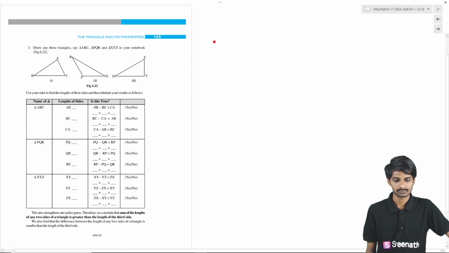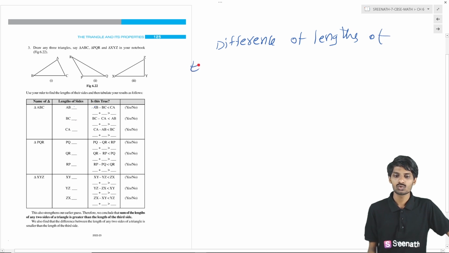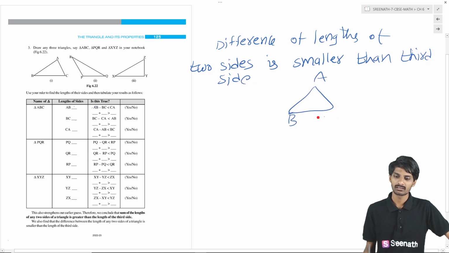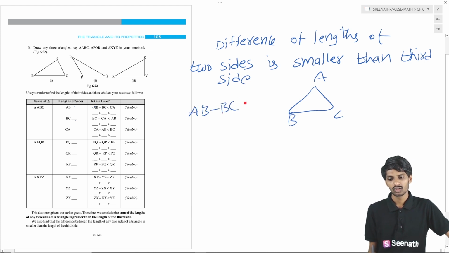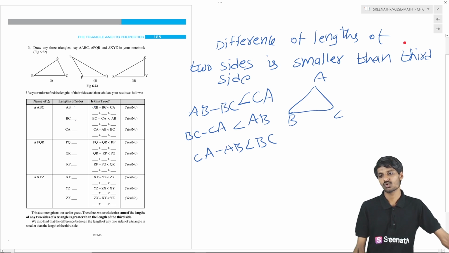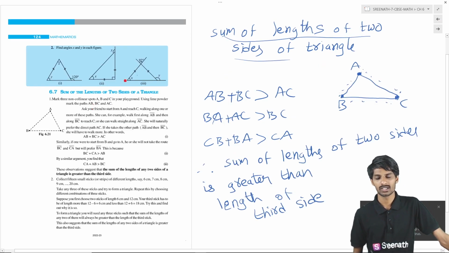So what is the thing, students? The difference of lengths of two sides is smaller than the third side. Suppose it is the triangle ABC, if you find AB minus BC, that is less than CA. Even if you change things, suppose instead of AB minus BC you take BC minus CA, that is less than AB. If you take CA minus AB, it is also less than BC. That is the thing, students. So this is about differences and the earlier one is about sums, students. Okay.